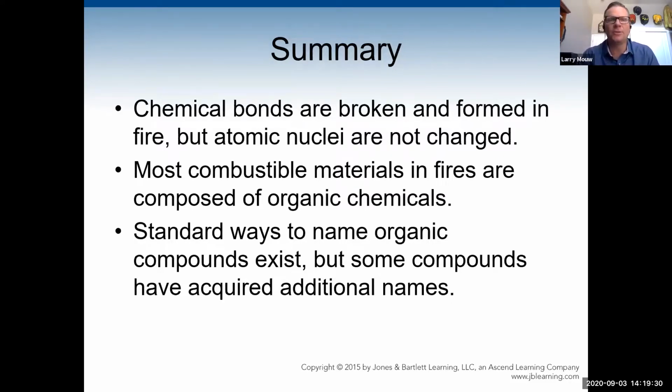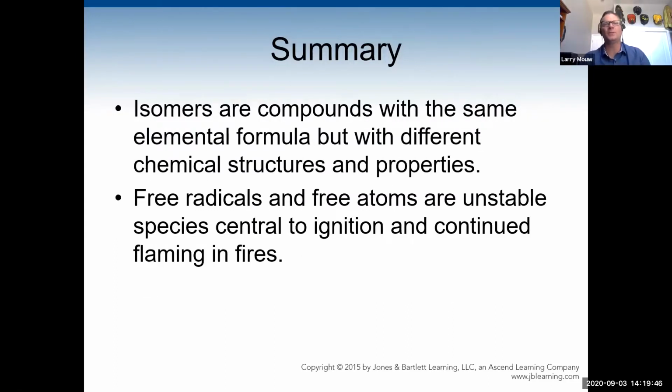Most combustible materials in fires are composed of organic chemicals. Standard ways to name organic compounds exist, but some compounds have acquired additional names as well. And we talked about how those names can mean things about what that chemical actually is. Isomers are compounds with the same elemental formula, but with different chemical structures and properties. And then free radicals and free atoms are unstable species central to ignition and continued flaming in fire. So that's that visible light, that heat, that combustion process that we're going to see.